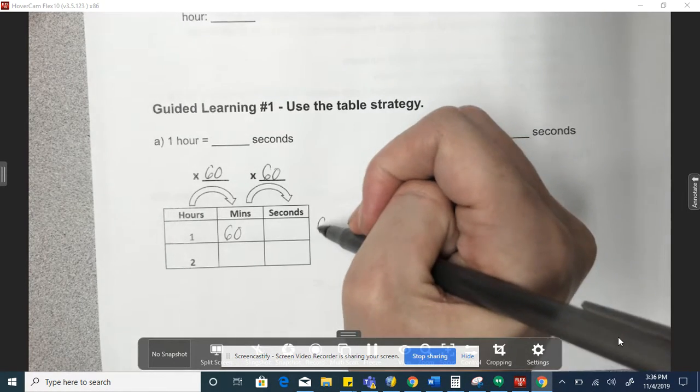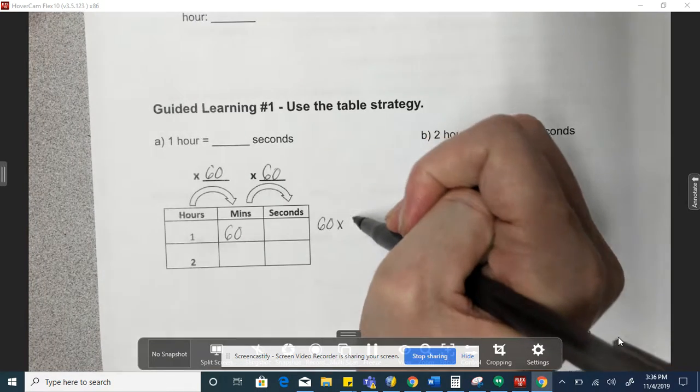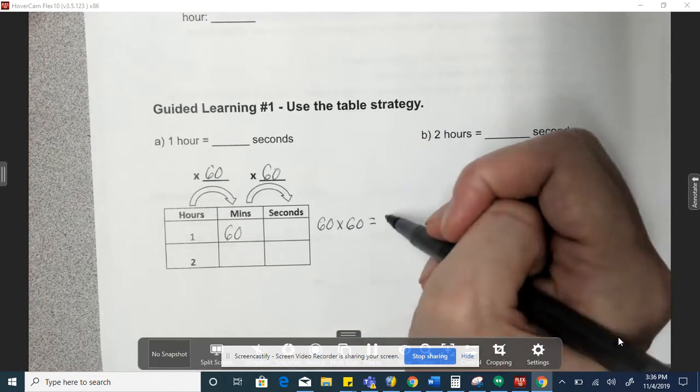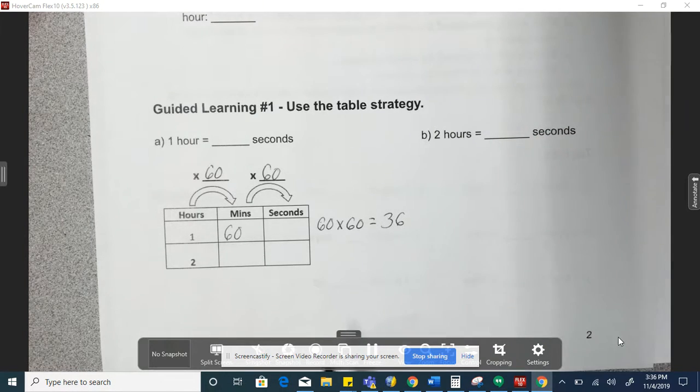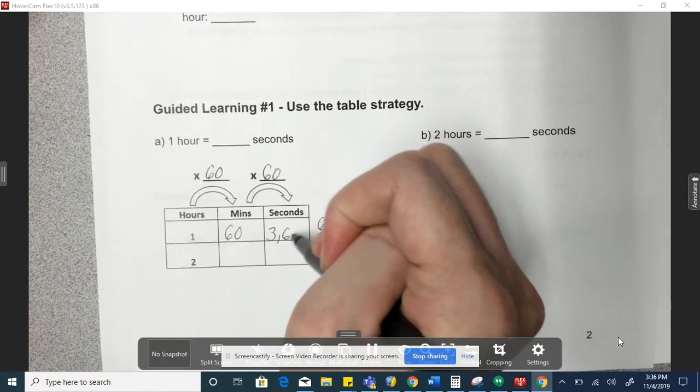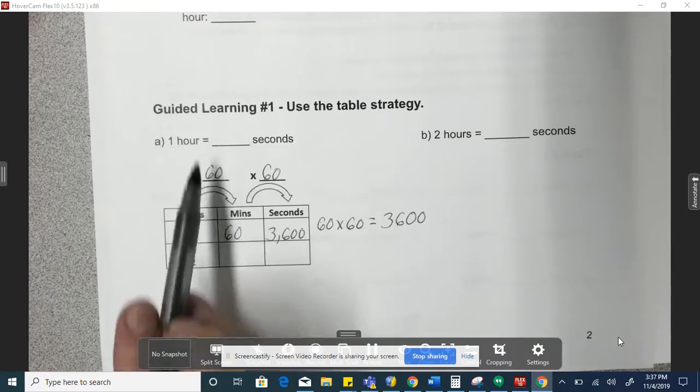So I'm going to write this out to help me visualize and see what I'm writing. 60 times 60, but I know 6 times 6 is 36. But this is in the tens place, and this is in the tens place. So tens times tens is hundreds. So this is 36 hundreds. So I know that in 1 hour, there's 3,600 seconds. That's my answer to part A.